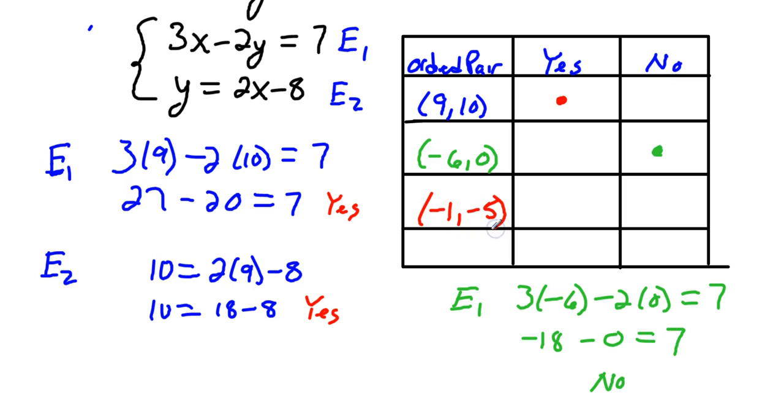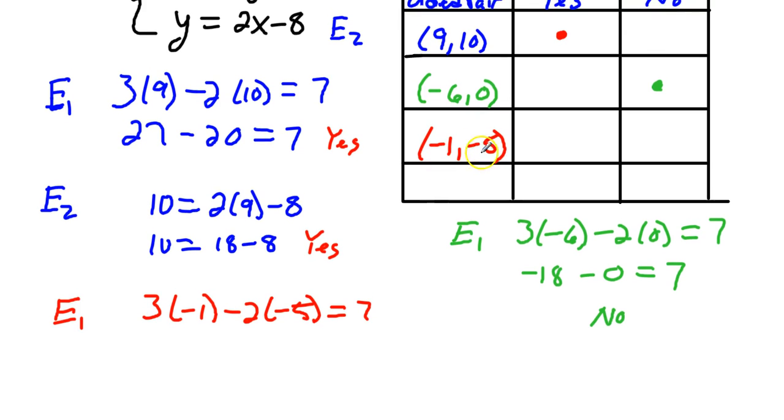Yep, because both of them have to be yes for it to be a yes answer. If either one of them is a no, then you don't have to worry about doing anything else. Okay, so now we're going to do the same thing with that next point on equation 1. So we'll plug in the -1 and the -5 and see if that one works.